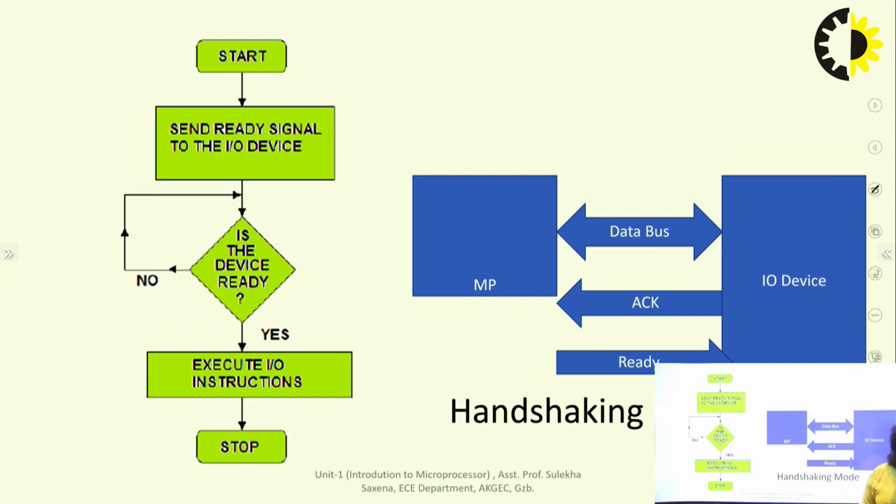Microprocessor sends out a ready signal and then only data transfer occurs. So, the microprocessor sends a ready signal to the IO device. Once it is ready, unless the data is available on the data bus, the microprocessor checks for ready. Once the ready signal is 1, it acknowledges that the data is ready on the data bus and it executes the instruction. So, this is called handshaking mode.